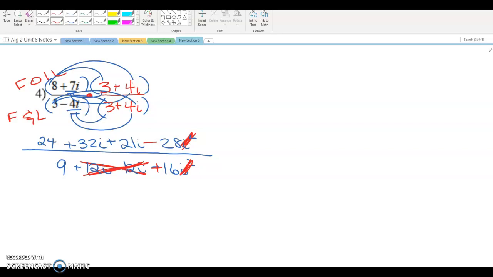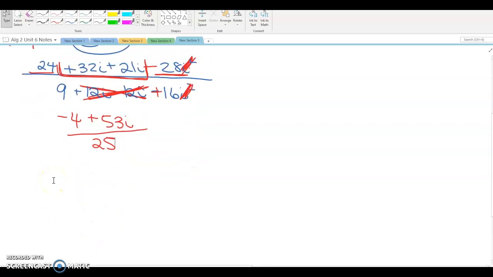Now we just combine like terms. What is 24 minus 28? -4. What is 32i plus 21i? You got 53i. And lastly, what is 9 plus 16? 25. Now we did talk about on Monday that if you wanted to leave your answer there, you can. Because can 4 be divided by 25 evenly? No. So if you want to leave your answer here, you can.